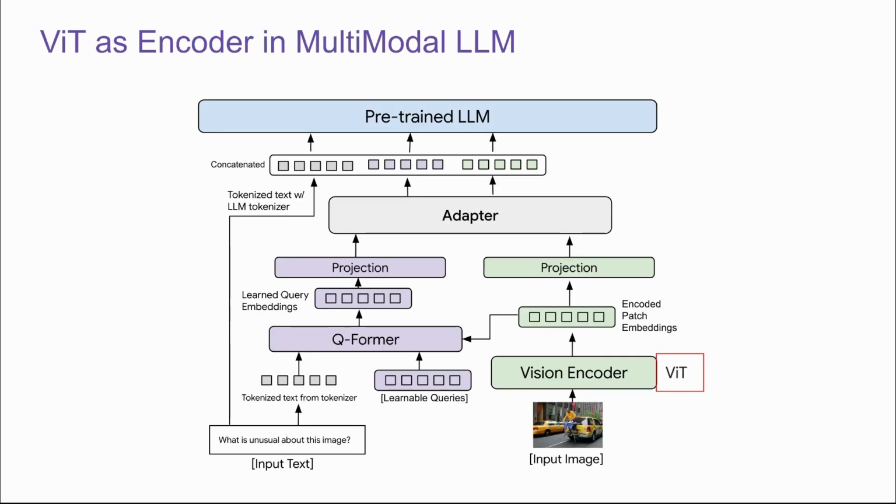This is an example of ViT acting as an encoder in a multimodal LLM. The input image goes through a vision encoder, which is ViT in this case, and the result is a bunch of encoded patch embeddings. In parallel, the textual modality also goes through a bunch of structures, say tokenizer, Q-Former, and the output is some kind of similar embedding. And then we somehow map those embeddings from different modalities into a shared space and feed it into the pre-trained LLM. And then the pre-trained LLM should understand this request from different modalities and act upon it, whether it's generating an image or video, an audio, or just some text.